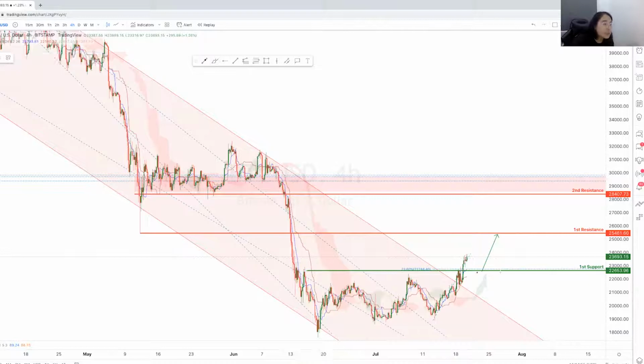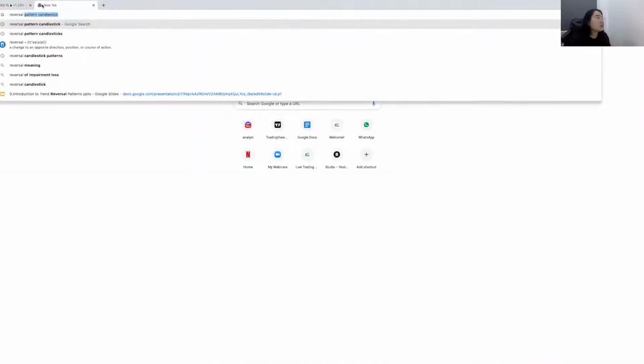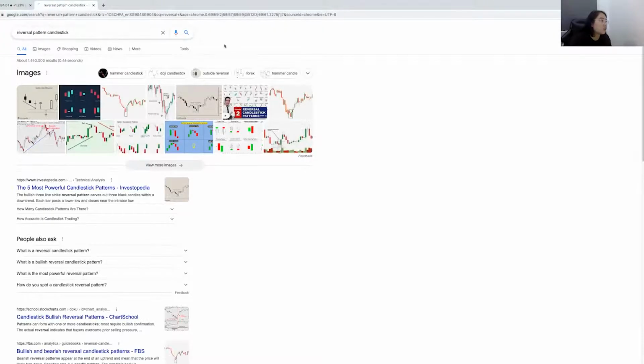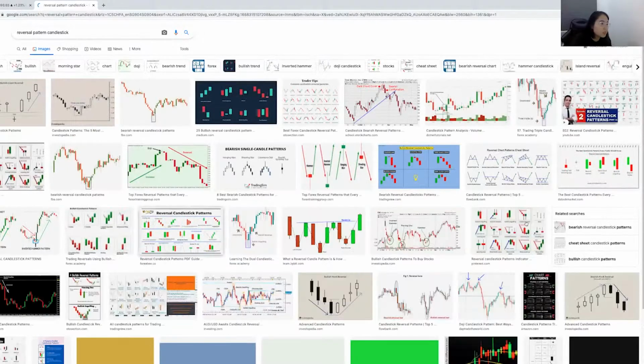So I'm hoping that price does this pullback. When it gets here, wait for a reversal candlestick pattern. I cannot go through that with you today. Just type reversal pattern candlesticks in Google and look for reversal pattern candlesticks. So these are some of the examples.